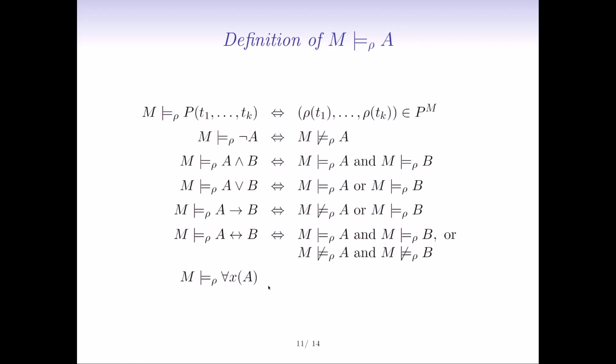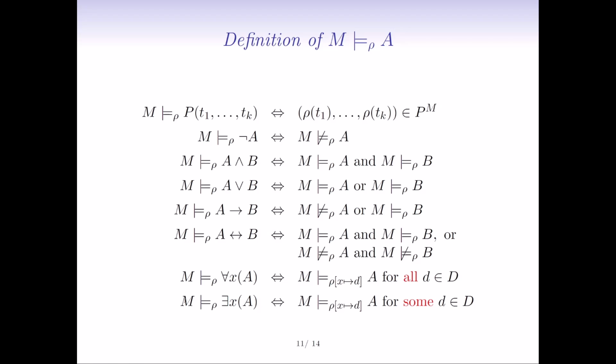So the satisfaction clause sort of mirrors this by saying for all x A is satisfied by M and rho if for all possible interpretations of x, so for all small d in the domain, if I update the valuation to interpret x as being that little d, then the formula A still becomes true. So in other words, M and rho, but interpreting x as little d, satisfy A, and that has to be true for all possible small d in the domain.